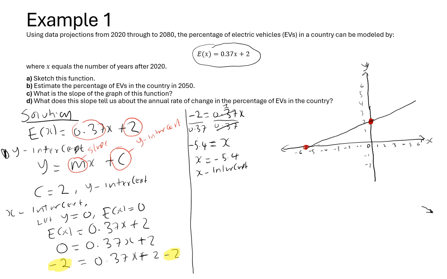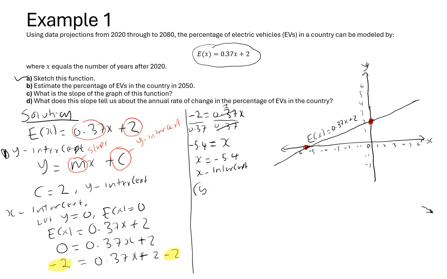So then let's take a step back. So this is our line. Then we sketch our line. This is E of x equal to 0.37x plus 2. So we are done with A.